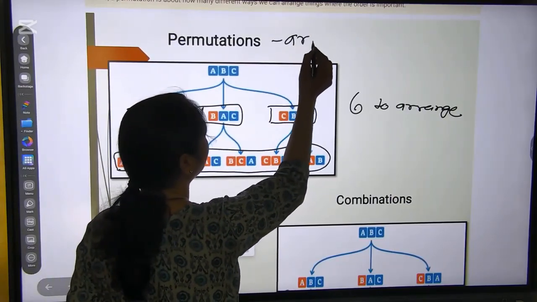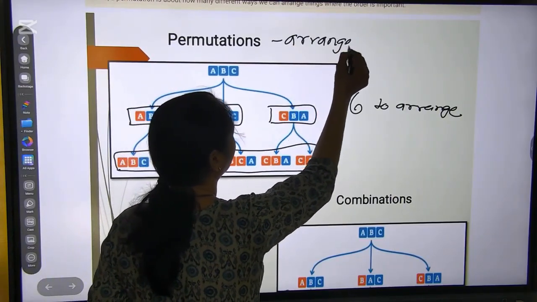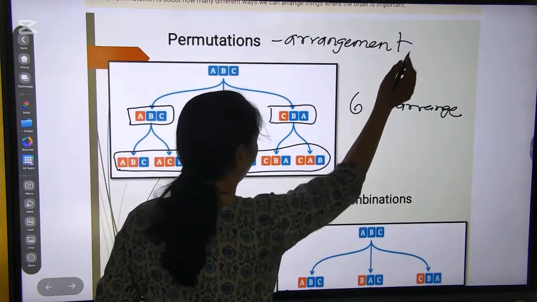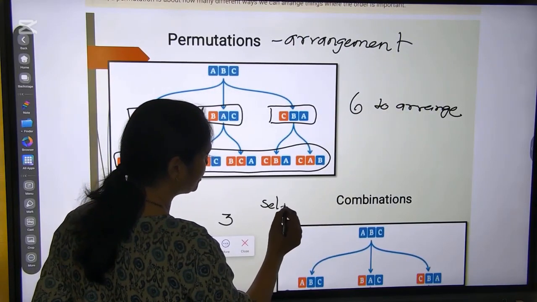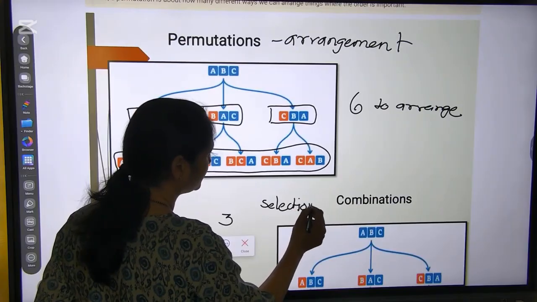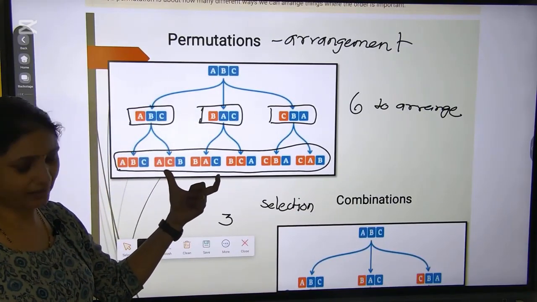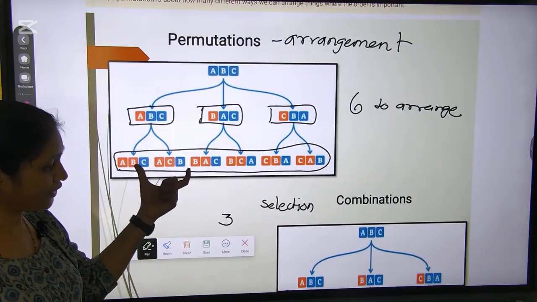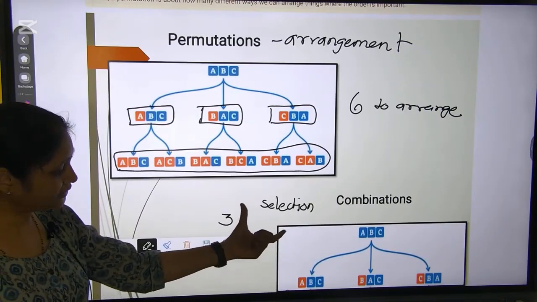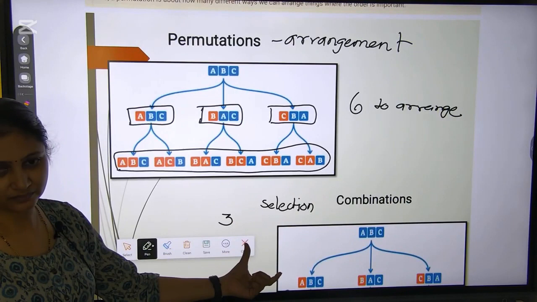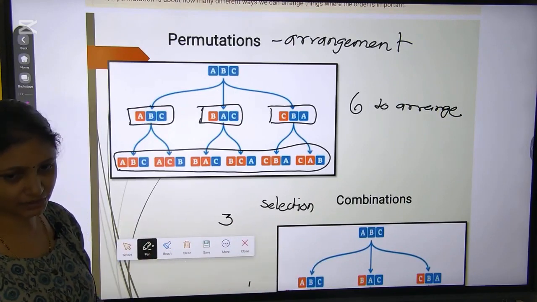Permutation means arrangement and combination means selection. In arrangement we can arrange the objects in any manner, in any order, and in combination we have to select any one combination.